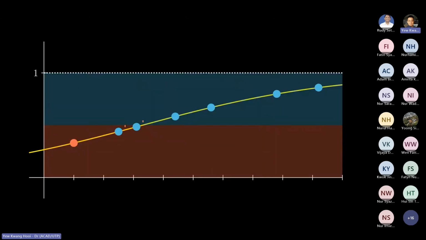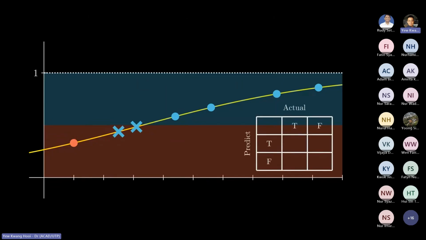In a separate video, we will talk about how to handle false positives and false negatives, and we can use a confusion matrix as a tool to track prediction performance.